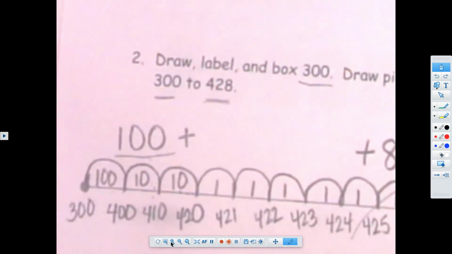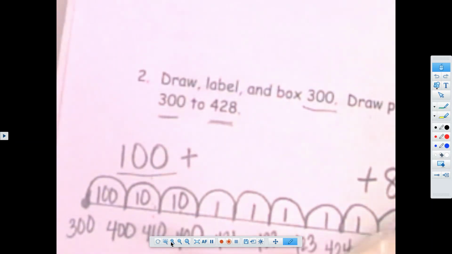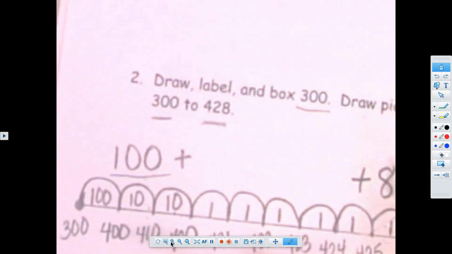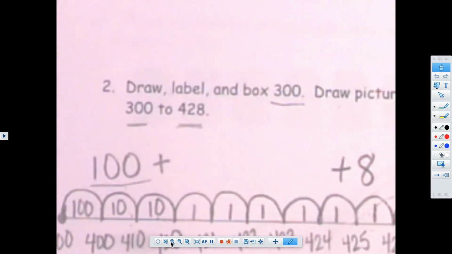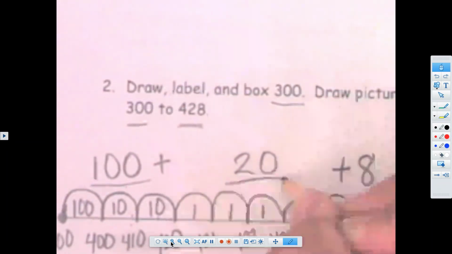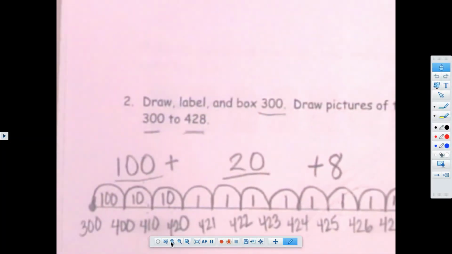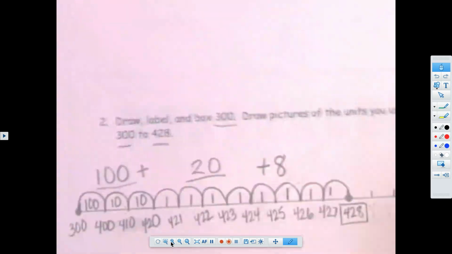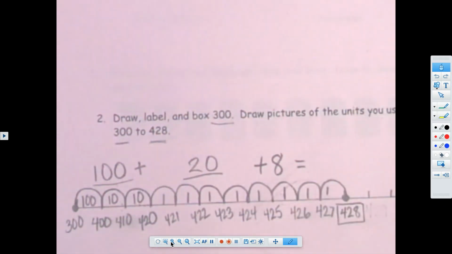I see 8 ones, but there's only a certain amount. Benjamin, how many tens do I have? 2. Yeah, 2 tens. Look, 1, 2. Okay, what's 10 plus 10? Lena, what is it? Ooh, expanded notation. What's our answer? Don't yell it out. 100 plus 20 plus 8.